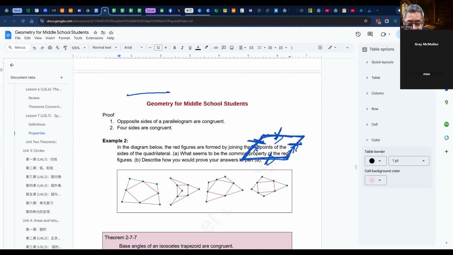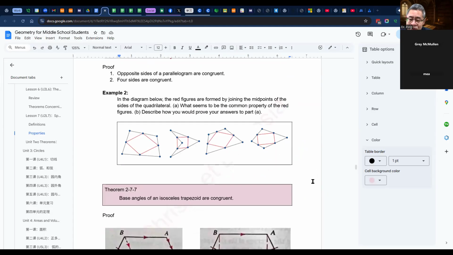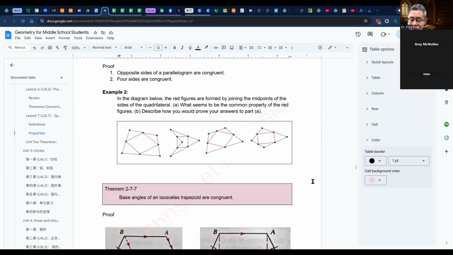Okay, so now we're going to do some work here. I'm going to show you this example too. In the diagram below, the red figures are formed by joining the middle points of the sides of a quadrilateral. First of all, what seems to be the common property of the red figures? Well, you just type that to me, okay? Yeah, in the chat. Tell me what you think.